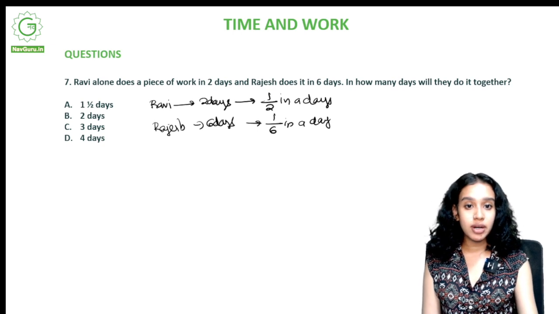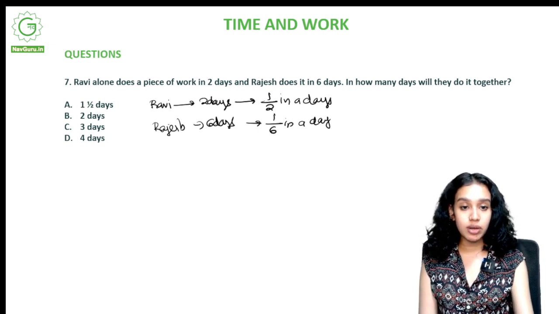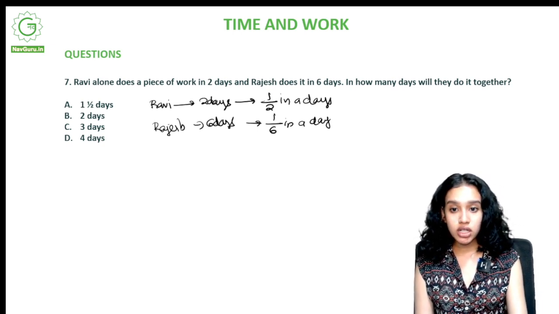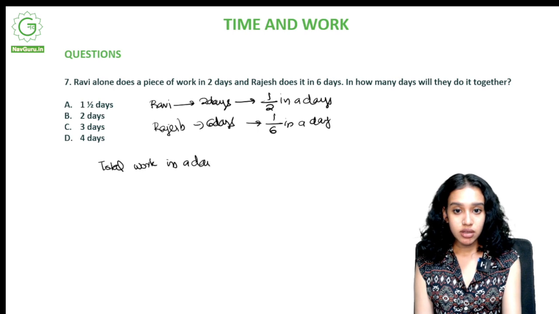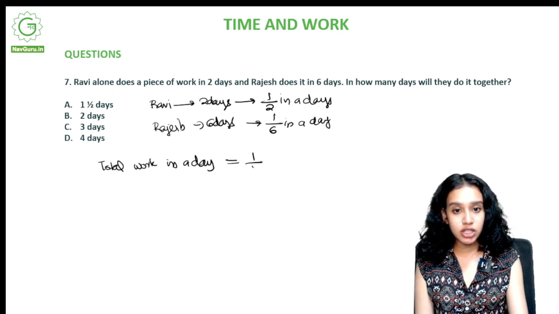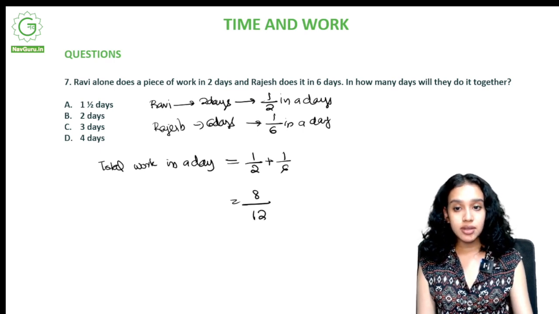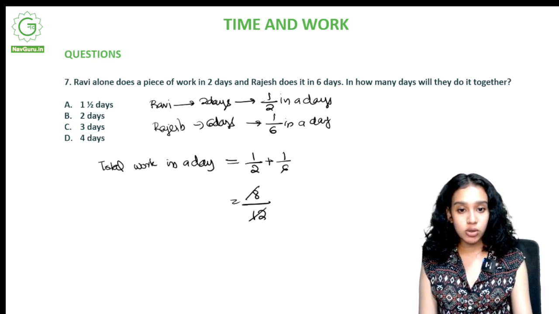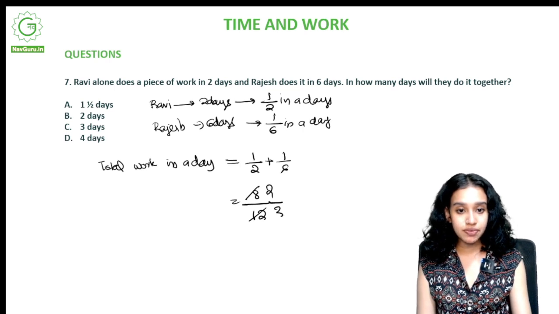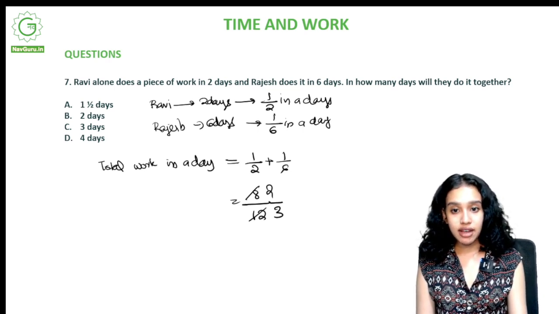So we have 1 by 2 work done in a day and 1 by 6 work in a day. So total amount of work in a day by both of them would be 1 by 2 plus 1 by 6. This becomes 6 plus 2 is 8 and 6 2s are 12, right? Now cancel this out by 4, we get 2 by 3. Now, how many days will it take?